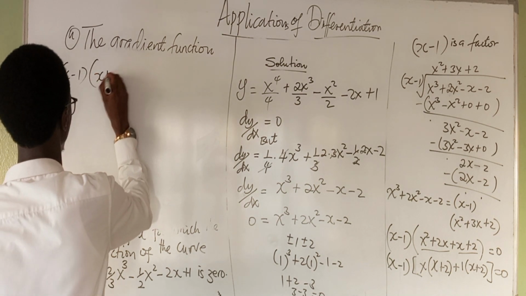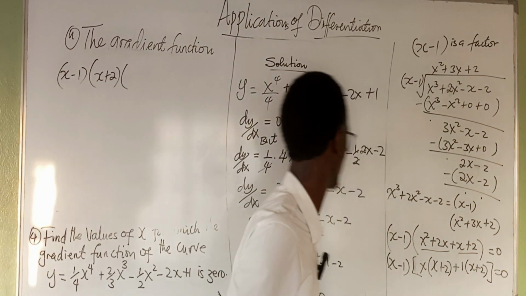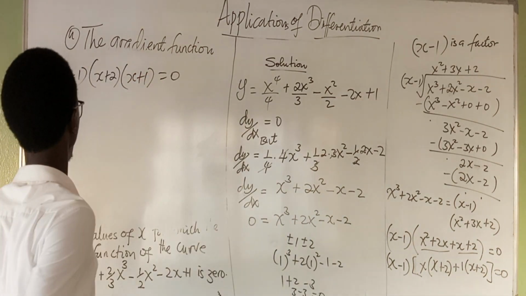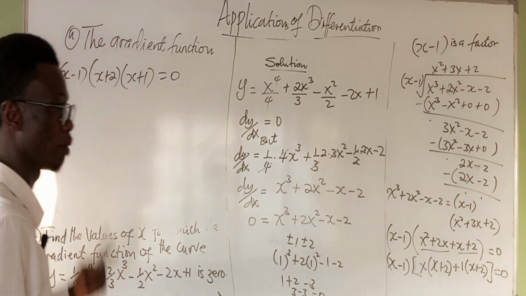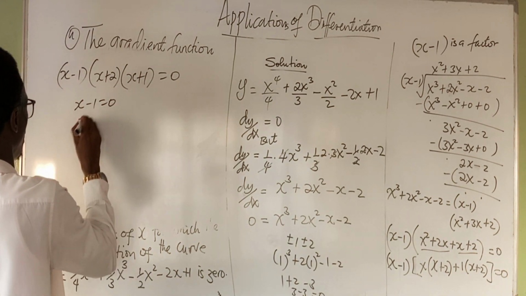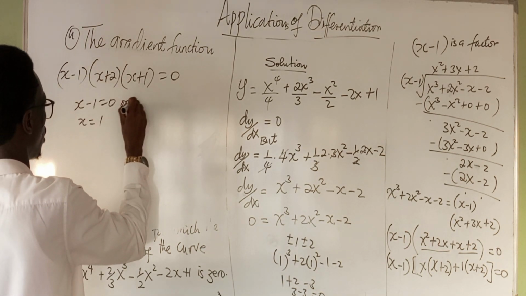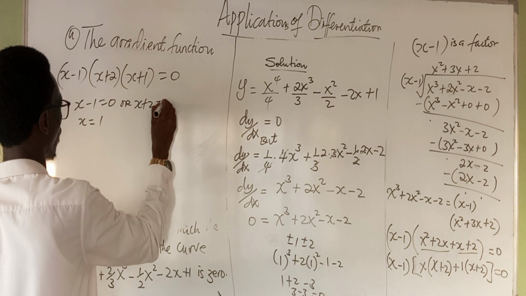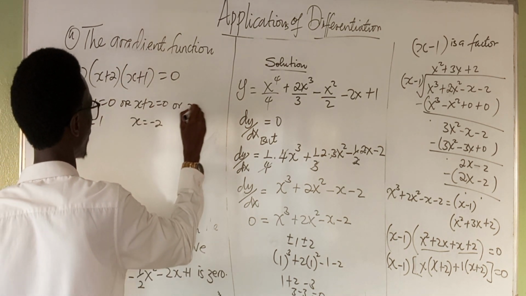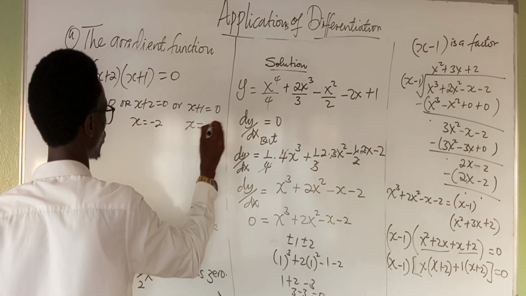So we are going to have x plus 2. Then what is left? x plus 1. So we are going to have again x plus 1. Everything here equals to 0. So we equate each of these brackets to 0. So this becomes x minus 1 equals 0, x equals 1, because you transpose this one. Or you have x plus 2 equals 0, x equals minus 2. Or you have x plus 1 equals 0, so x equals minus 1.